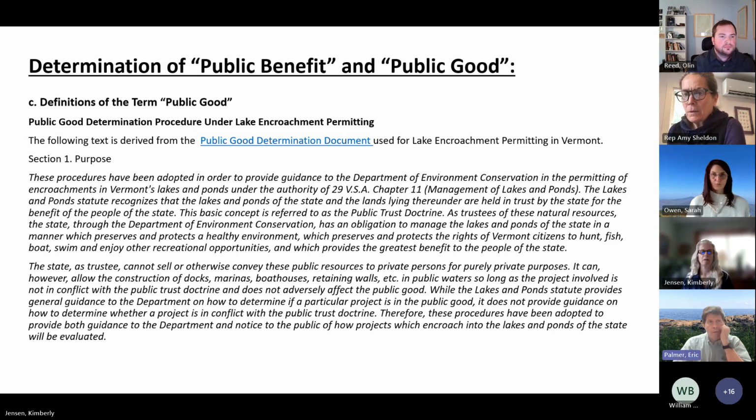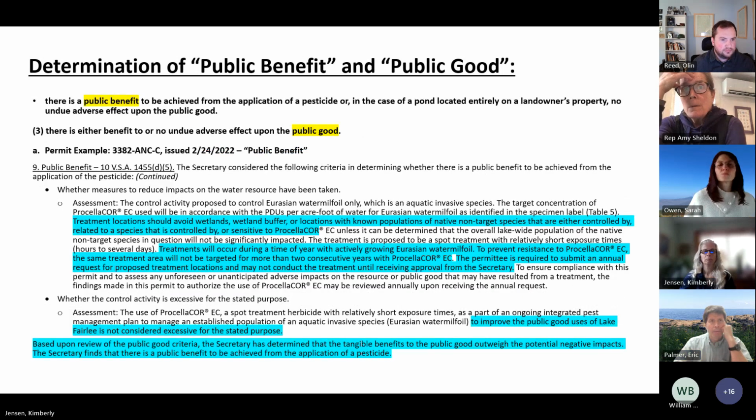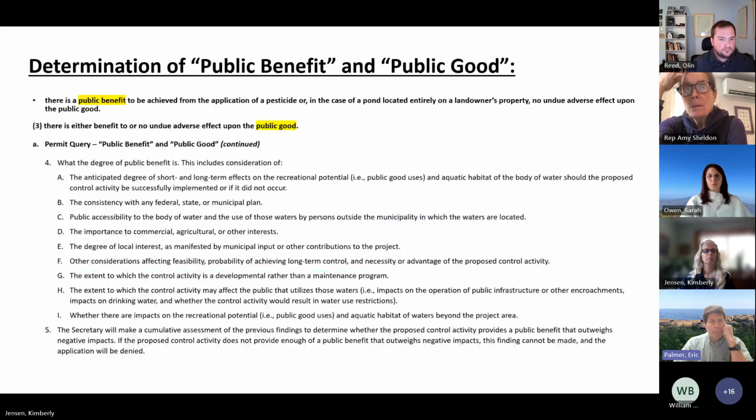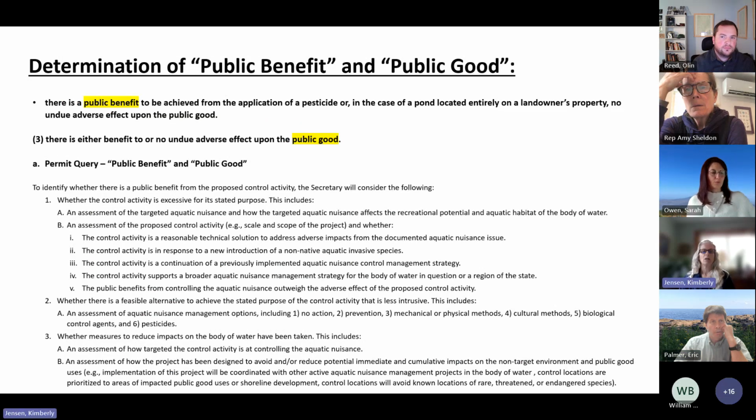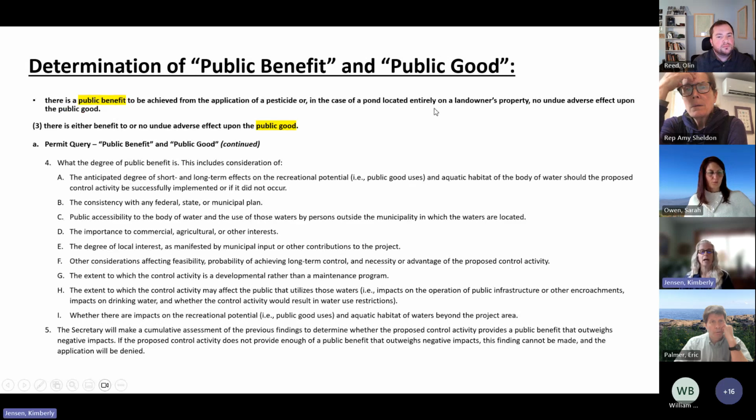Just a quick question. I know you just went through a series of review questions that the secretary looks at for public benefit. Where are those? They aren't in the statute, though, right? Those are somewhere else. No, that's in how we assess them.